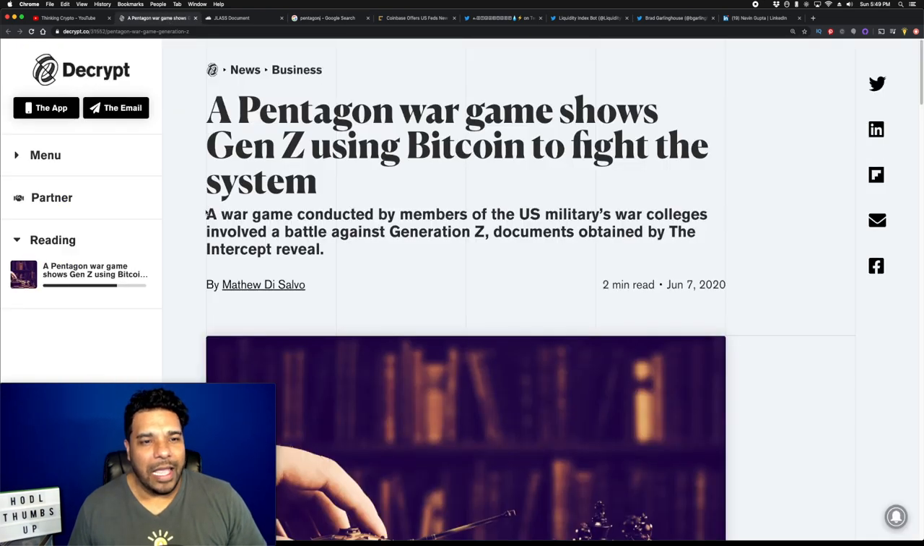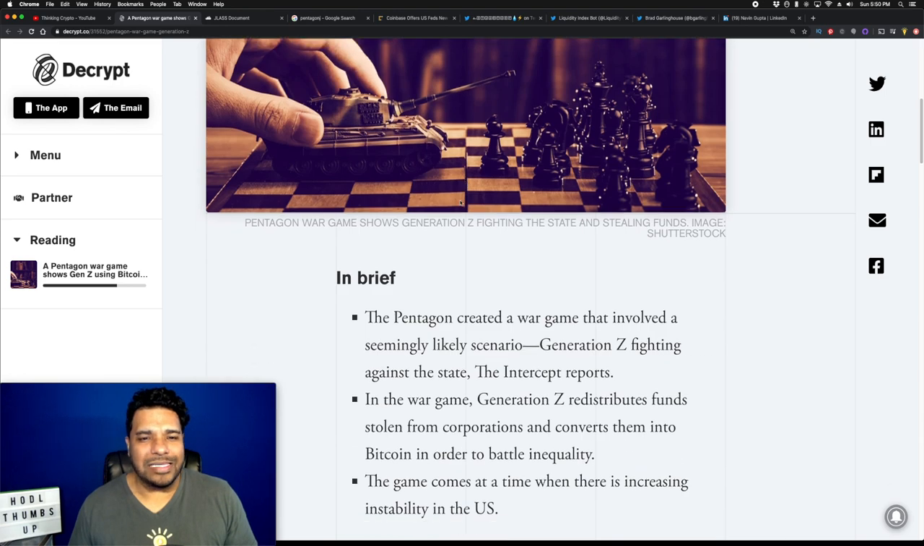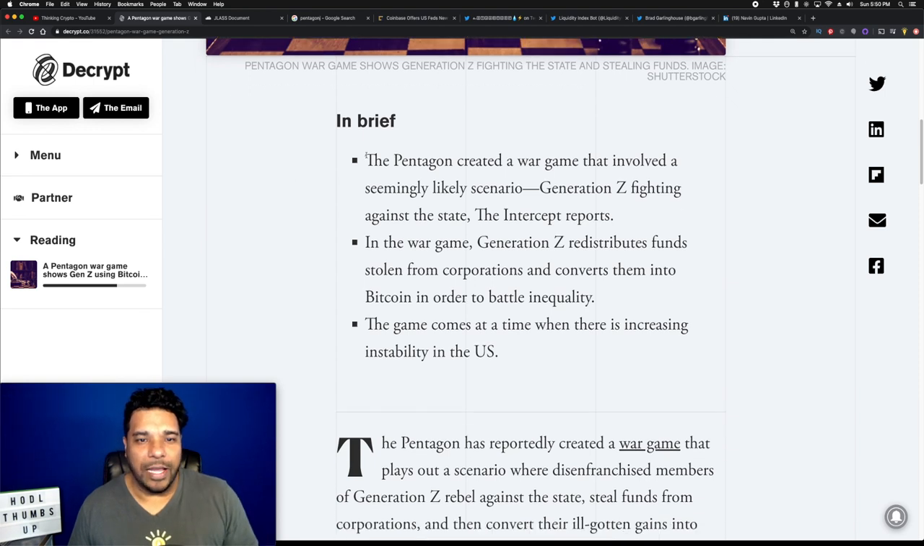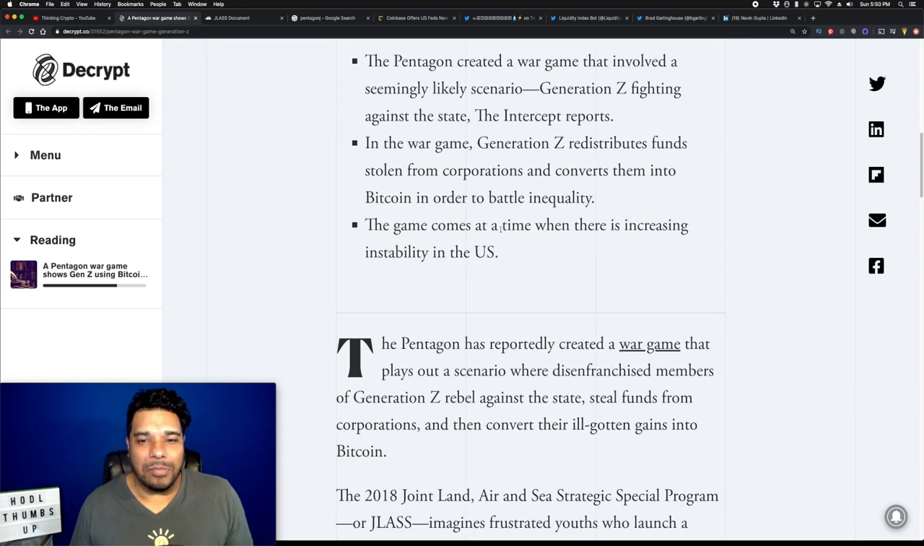But nevertheless, guys, a Pentagon war game shows Gen Z using Bitcoin to fight the system. A war game conducted by members of the US military's war colleges involved a battle against Generation Z, documents obtained by The Intercept reveal. Now, this is very interesting timing given what's happening in the world today. The Pentagon created a war game that involved a seemingly likely scenario, Generation Z fighting against the state. In the war, Generation Z redistributes funds stolen from corporations and converts them into Bitcoin in order to battle inequality. Wow. The game comes at a time when there is increasing instability in the US.